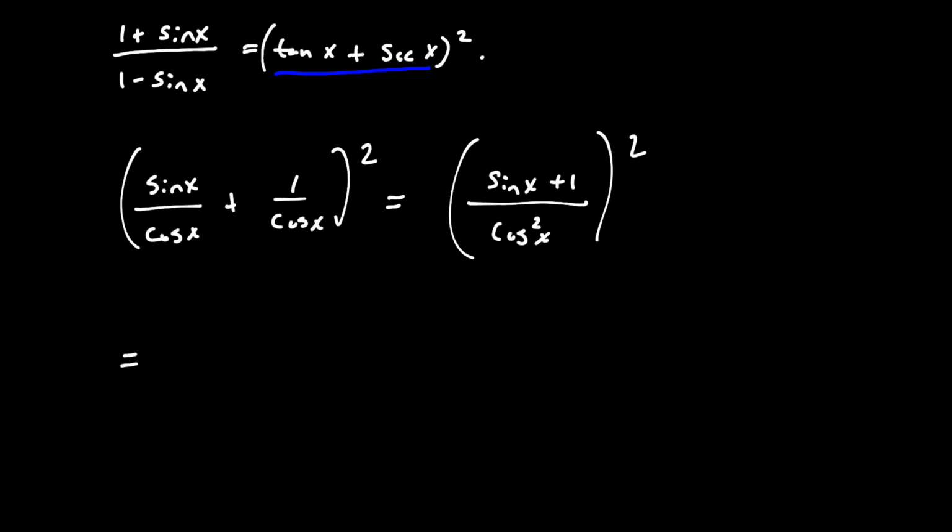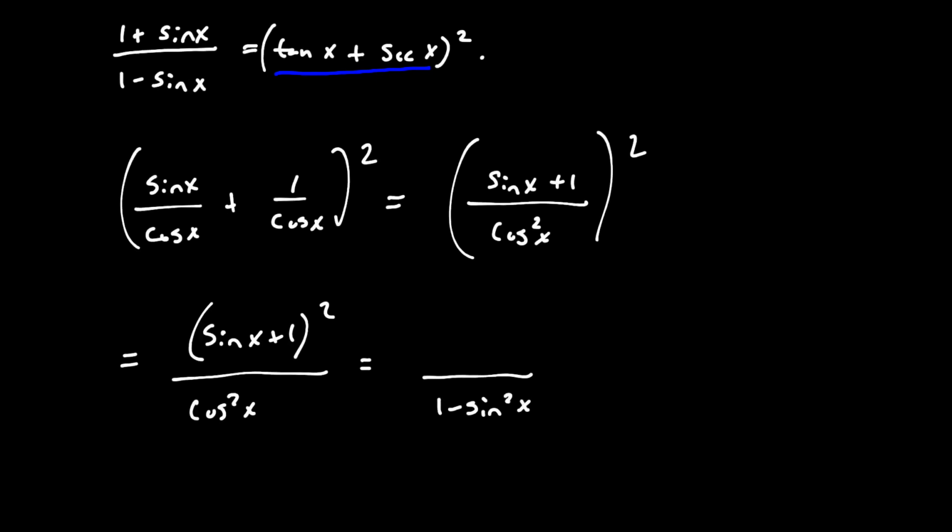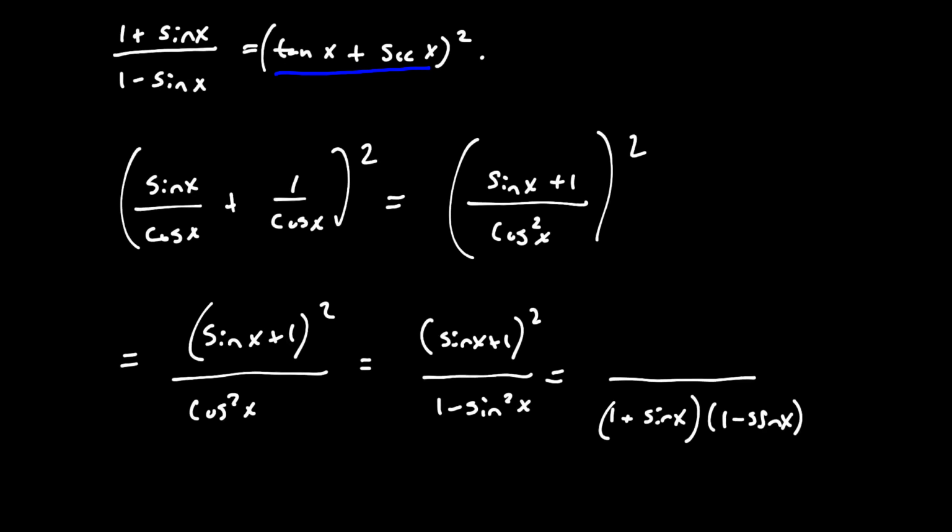Simplifying this, we get that this is going to be equal to (sine x plus 1) raised to the second divided by cosine squared x. And we can replace our cosine squared x with a 1 minus sine squared x. So this is equal to, and the top part is still (sine x plus 1) raised to the second. Now we can factor the bottom out to be a (1 plus sine x) times a (1 minus sine x). Then upstairs we still have our (sine x plus 1) raised to the second.